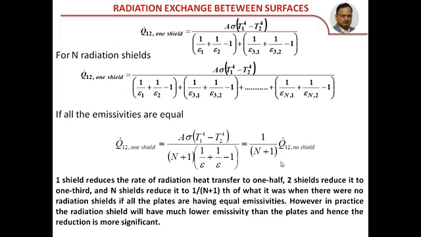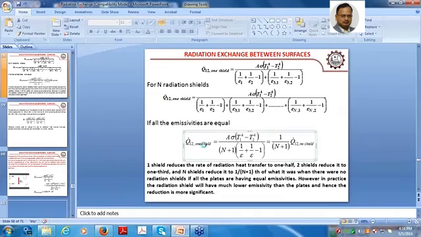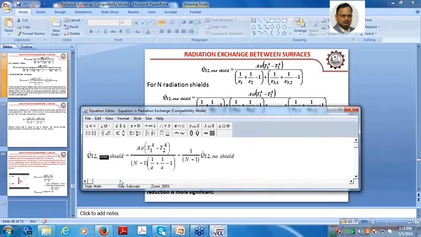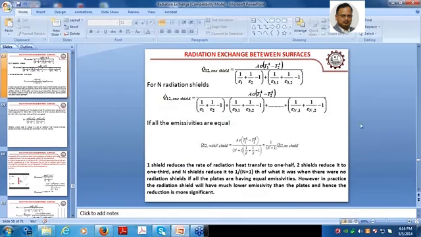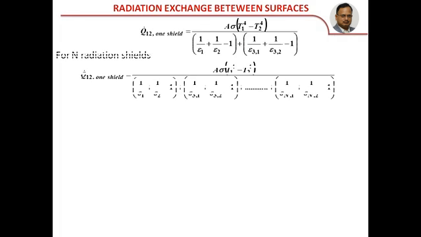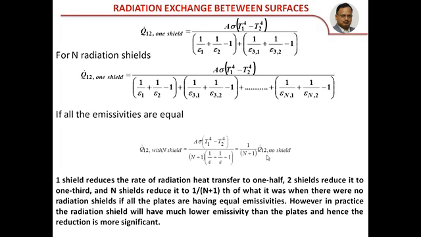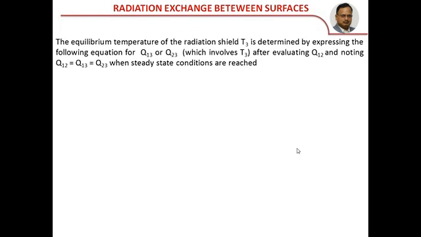However, in practice, the radiation shield will have much lower emissivity than the plates, and hence the reduction is more significant. So with n shields it is 1 by n plus 1 times that without a shield.